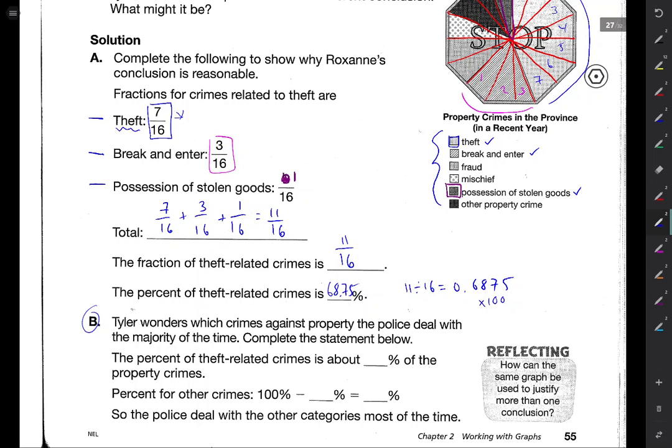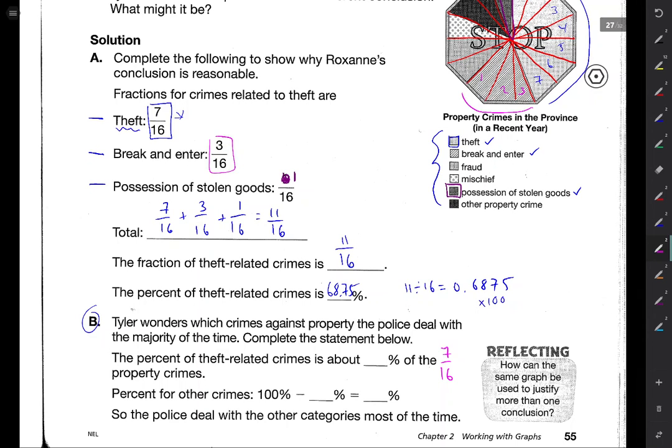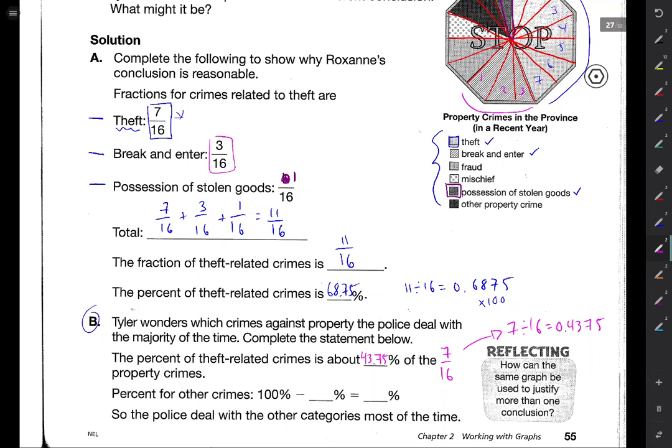So if we're just looking at the theft ones, that was 7/16. And if we convert that to a percent, we would do 7 divided by 16 in our calculator. That gives us 0.4375. And if we times that by 100, we would have 43.75%, or if you round up, 44%. So 44% of the property crimes are theft related.